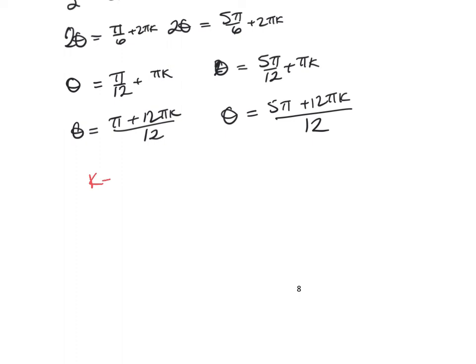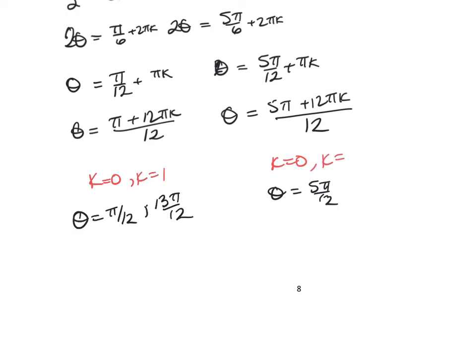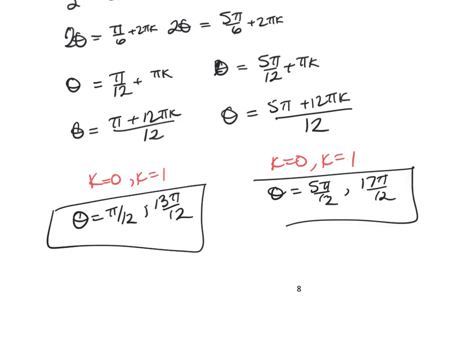So go through the iterations of k equals 0. I've got theta is equal to pi over 12. And here I've got theta is equal to 5 pi over 12. K is equal to 1, and over here I'm going to get 13 pi over 12. K is equal to 1, and I'm going to have 17 pi over 12. And of course, when k equals 2, I am too large. So that's it. This is polar graphs and equations in a nutshell.